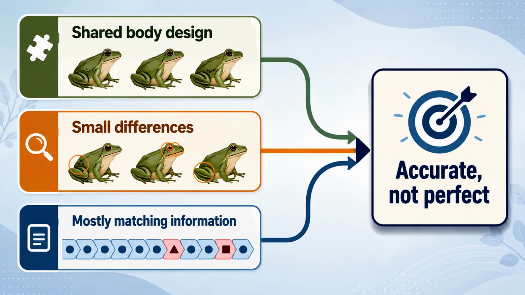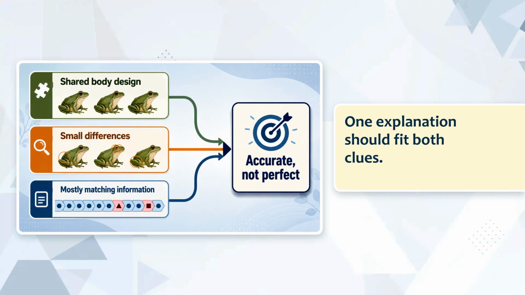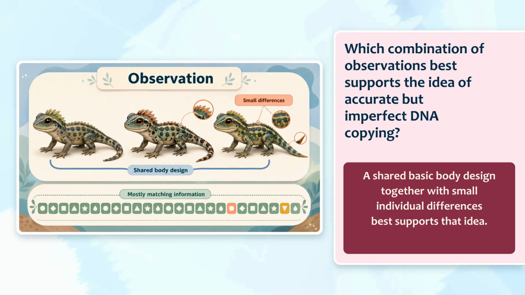A good explanation must fit both the strong similarity and the small differences in the observation. Highly accurate but imperfect DNA copying accounts for both clues together without treating the organisms as exact copies. Now weigh the evidence as a whole. One explanation should fit both clues. Accurate but imperfect copying explains similarity and variation together. Bring the similarity clue and the difference clue together.